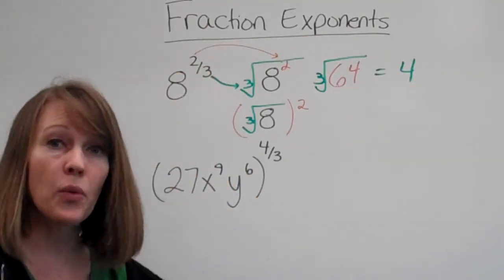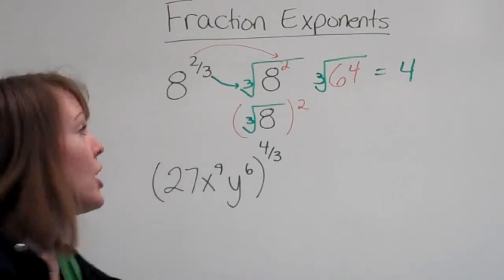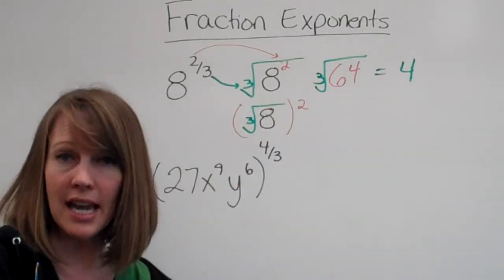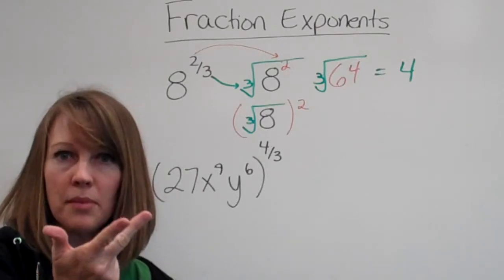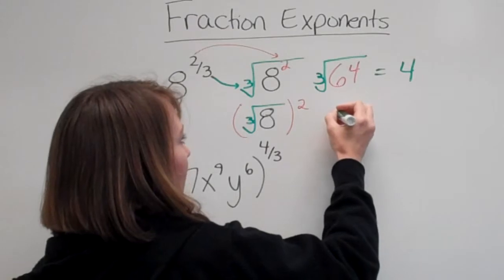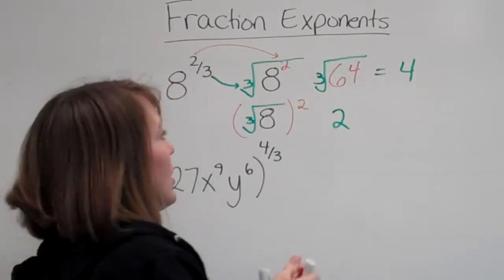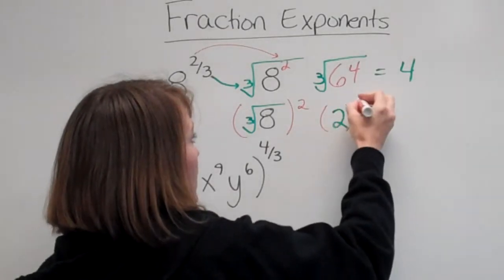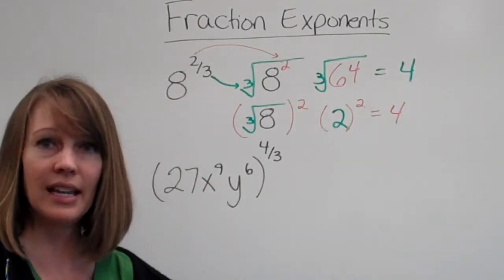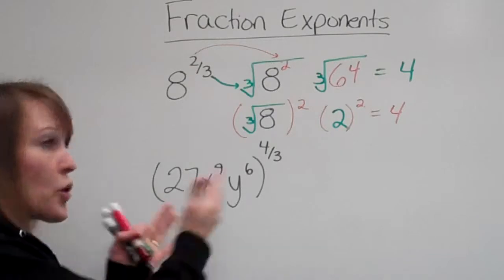All right, now let's do it the other way, and I'll show you it doesn't matter which way you do it. First we'll start with the cubed root of 8, something multiplied together 3 times to get 8, and we just said that was 2 times 2 times 2, so that's going to give us 2 as the cubed root of 8. Now we're going to square that, and see, we get 4 either way.